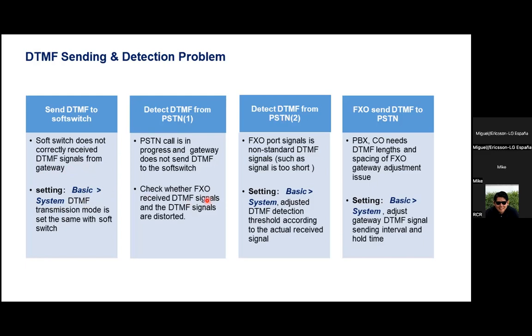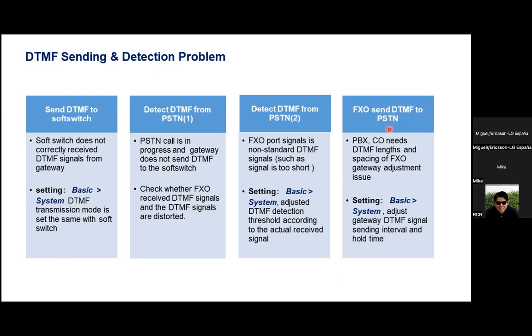It shows here that a PSTN call is in progress and the gateway does not send DTMF to the switch. You need to check whether the FXO received DTMF signals and whether the DTMF signals are distorted. We need to verify that, so we can get some capture of it. Also, it detects DTMF from the PSTN, however the export is non-standard, perhaps because it is too short or too long. We need to adjust the DTMF detection threshold according to the actual received signal.